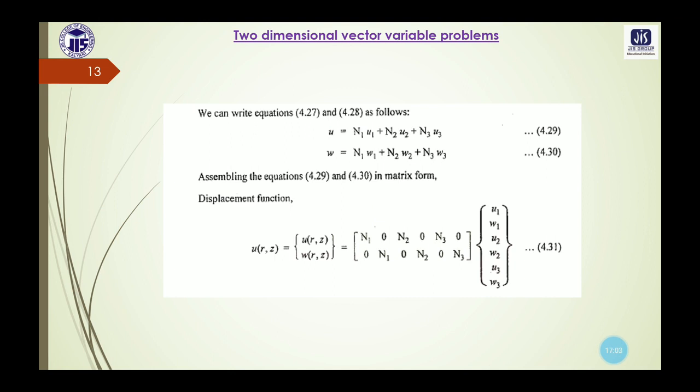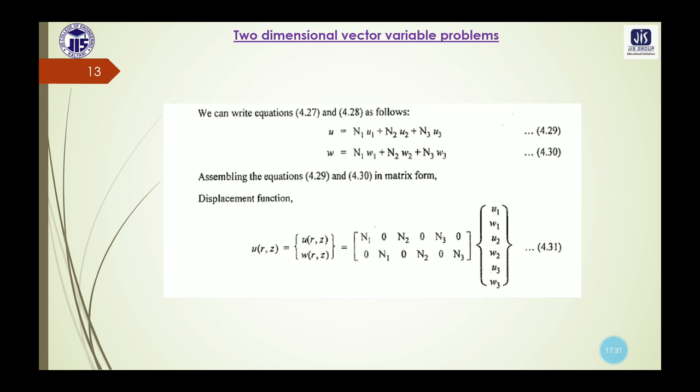Now we can write the earlier equations 4.27 and 4.28 as u equals n1 u1 plus n2 u2 plus n3 u3, and w equals n1 w1 plus n2 w2 plus n3 w3. So these are the equations 4.29 and 4.30 we are having now.